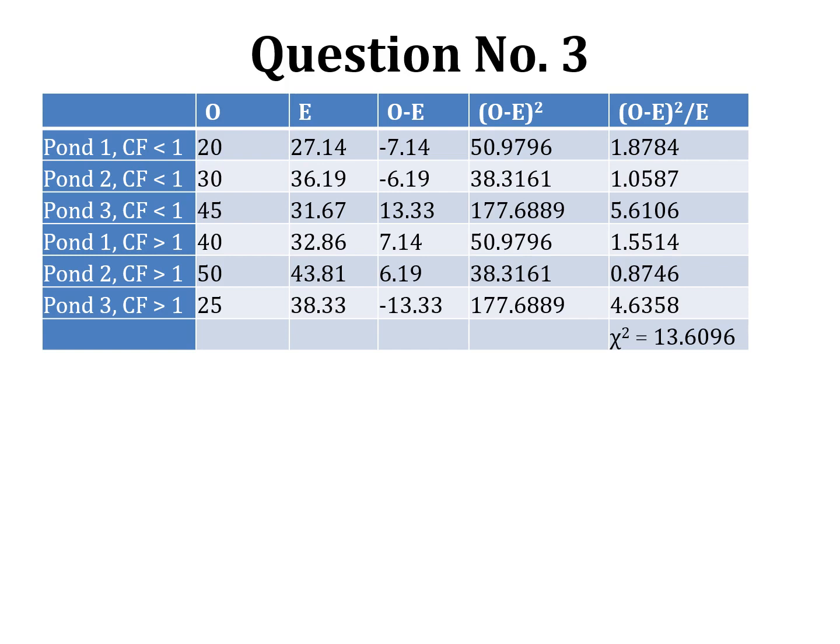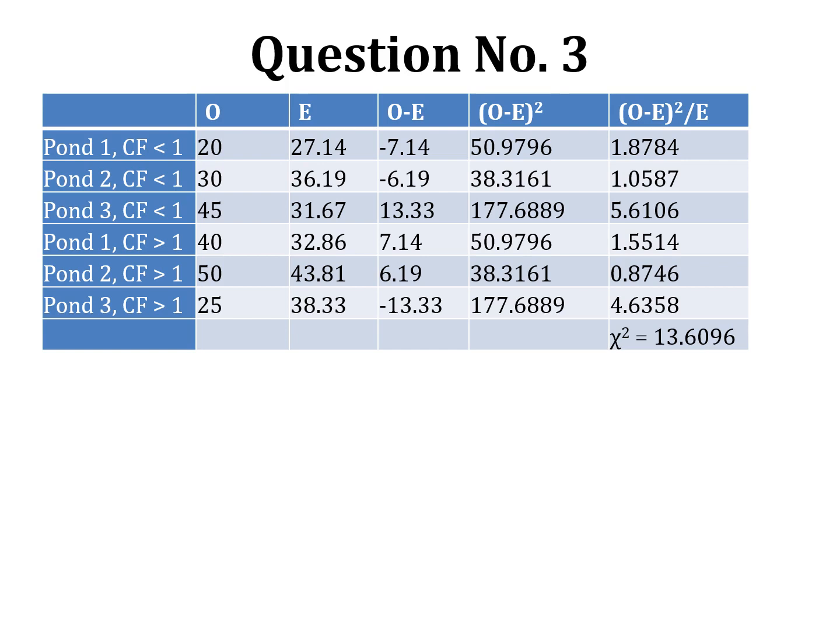So the first cell is about pond 1 and fish with condition factor less than 1. The observed frequency is 20. And rest of the observed frequencies are 30, 45, 40, 50, and 25. So these are for the different classes of fish in different ponds. And then we have the expected frequencies, which we calculated in the previous table.